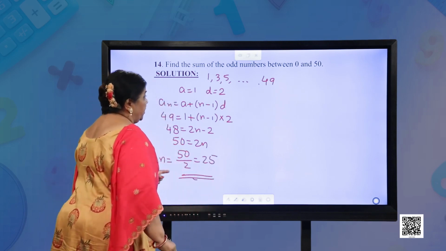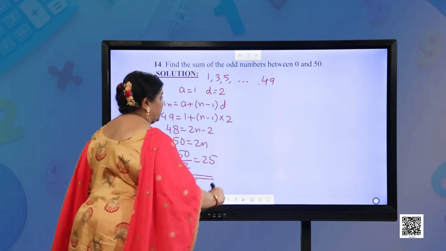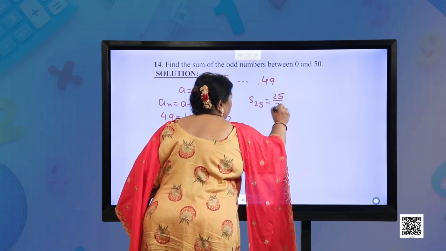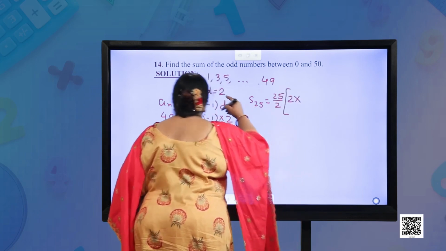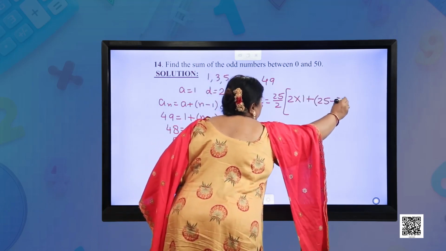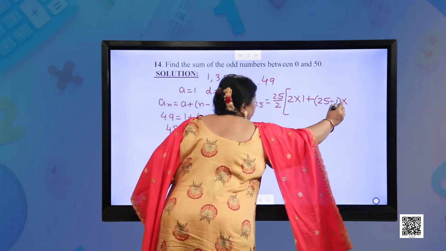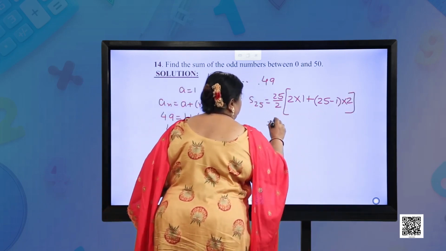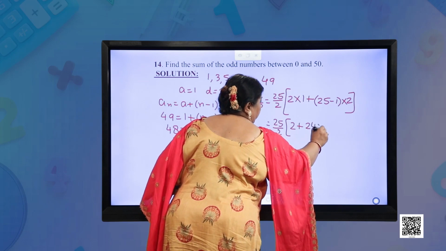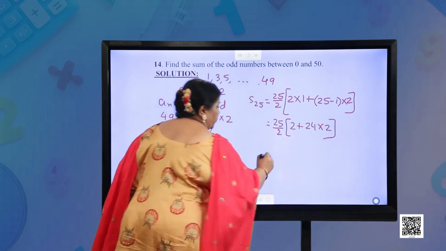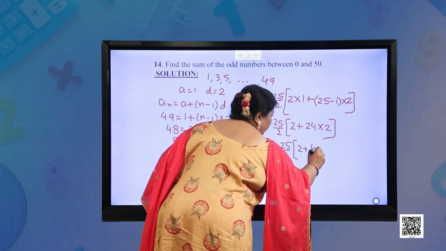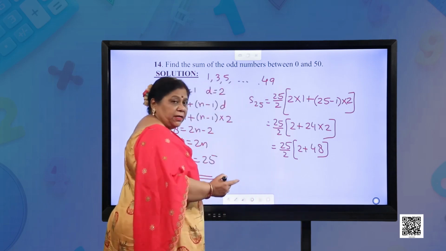Alright. Now, I need to find the sum of these 25 terms. So, S 25 is equal to 25 upon 2, 2a. What is a? It is 1 plus n minus 1, 25 minus 1 into d. d is 3 minus 1, that is 2. So, 25 by 2 into 2 plus 24 into 2. So, we have here 25 upon 2 into 2 plus 48. What is 48 plus 2?